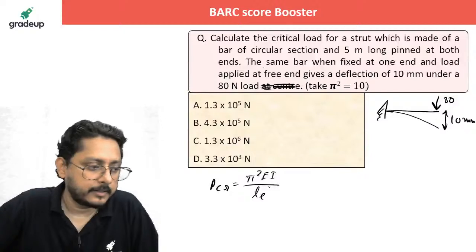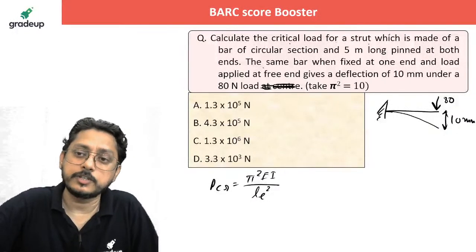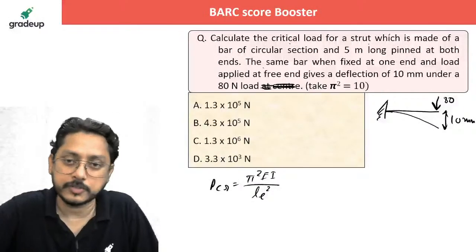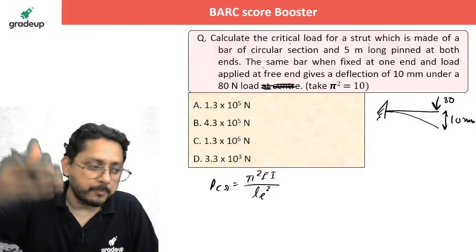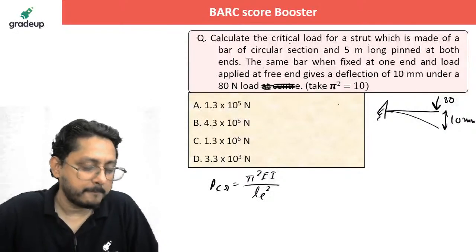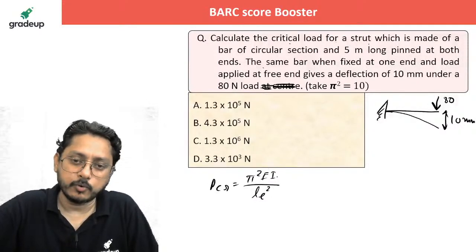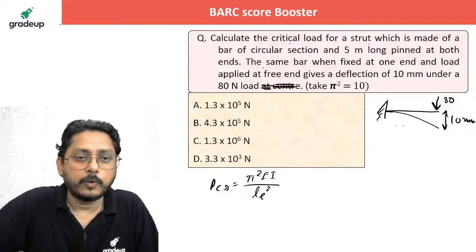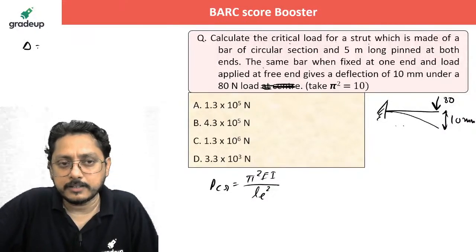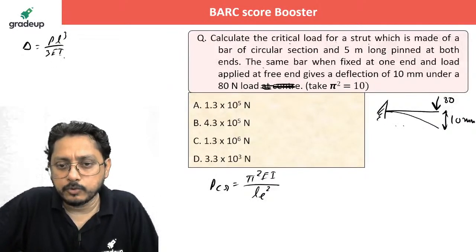Am I right? L effective, once again, if you see here, calculate the critical load for the strut, which is made up of a bar of circular cross section, 5 meters long, pinned at both ends. If it is pinned at both ends, L effective will become simply L. Now we don't have EI, right? EI we don't have. For EI only, we will be searching from this one. What is the deflection? Deflection is nothing but PL cube by 3EI. So use that EI by L square.